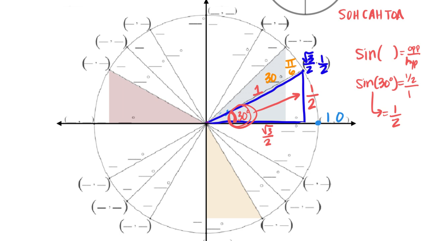Can you tell me what cosine of 30 degrees is? What does cosine mean? Okay, so what's adjacent? Root 3 over 2. And the hypotenuse? 1. So root 3 over 2 over 1 is root 3 over 2. So cosine of 30 degrees is root 3 over 2. So add that to your chart as well.